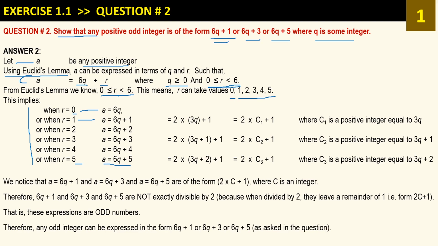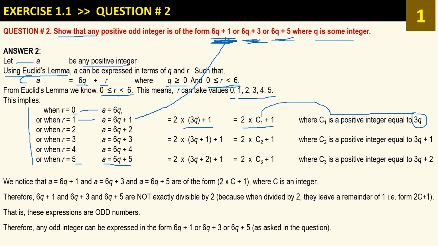Now, in the question we are asked about these forms: 6q plus 1, 6q plus 3, and 6q plus 5. So let's expand these further, starting with 6q plus 1. We can see that it is equal to 2 times 3q plus 1. And if we decompose it further, it is 2 times c1 plus 1, where c1 is a positive integer equal to 3q.